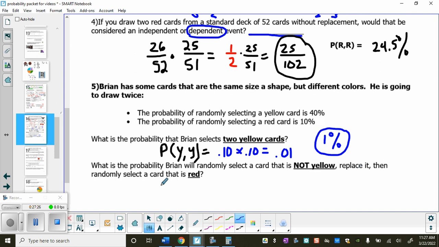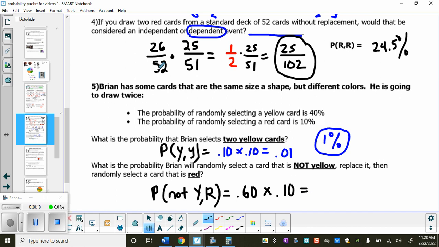Okay. Now for the next question, what's the probability that Brian's going to select a card that's not yellow, replace it, and then select a card that's red? So we're going for something here that is not yellow, and then something that is definitely red. Now for it to not be yellow, I don't care what color it is, I just don't want it to be yellow. If yellow makes up 40%, I know that 60% is not yellow. Again, it doesn't matter how many there are, it doesn't matter what the other colors are, it's just 60% must not be yellow if 40% is yellow. All right, now if I want to know the probability of a red card, that is 10%.